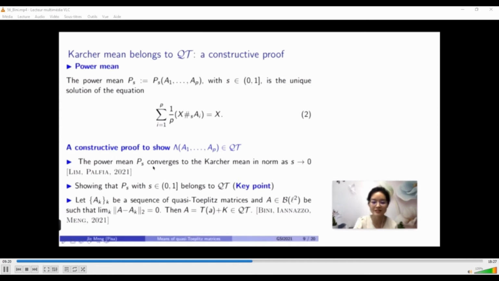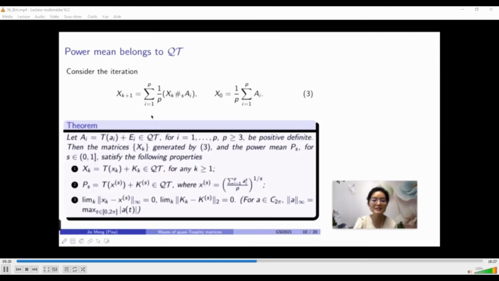And the first and the third item have been proved. So the key point is to show the power mean is in the QT class. This is not difficult to show. To show the power mean belongs to QT, we use this iteration. The starting point x0 is chosen to be the arithmetic mean of the matrices A1 to AP. And this construction of the iteration is not difficult.